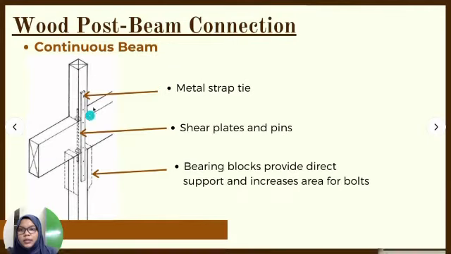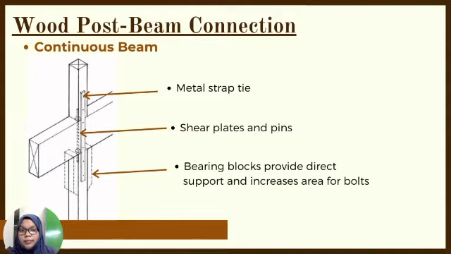The next one is the continuous beam. As you can see, for this one, the beam is continuous and the post is separated. To join them together, we use metal strap tie, and inside the wood we have shear plates and pins, and under it we use bearing blocks that provide direct support and increase area for bolts.